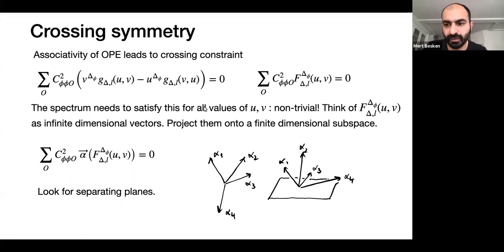The idea is to think of these crossing functions as infinite dimensional vectors, and to make them workable, project them onto a finite dimensional subspace, which is represented by this vector alpha here. So then the idea is to propose a spectrum and look for separating planes. And if you can find a separating plane, these vectors cannot add to zero, and the proposed spectrum is ruled out.